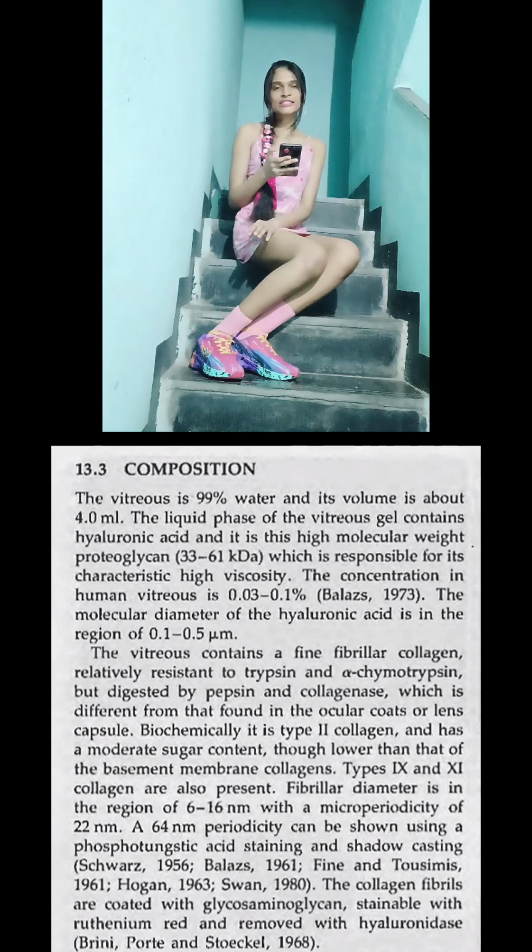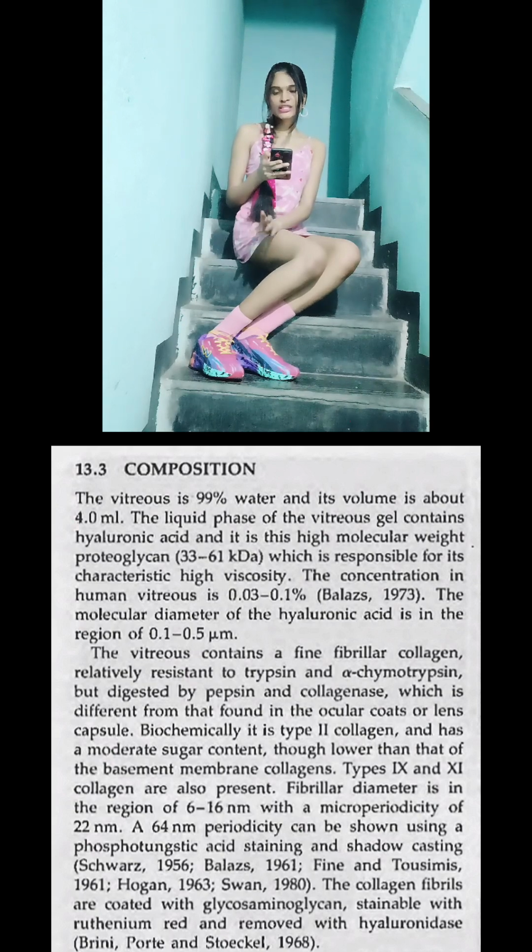Now, composition of the vitreous. The vitreous is 99% water and its volume is about 4 ml. The liquid phase of the vitreous gel contains hyaluronic acid, and it is this high molecular weight proteoglycan, 33 to 61 kDa, which is responsible for its characteristic high viscosity. The concentration in human vitreous is 0.03 to 0.1%. The molecular diameter of the hyaluronic acid is in the region of 0.1 to 0.5 micrometer.